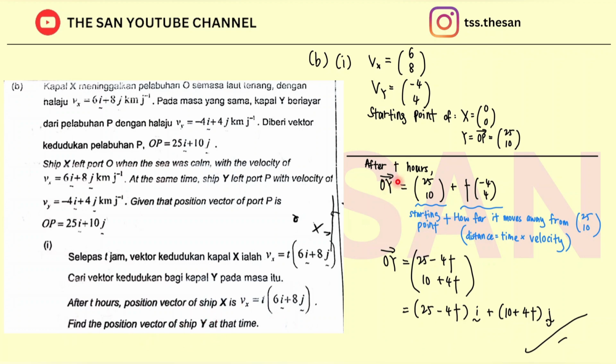So the position vector is actually the starting point plus how far it moves away from the starting point. So for example, for X, the starting point is 0, 0. So you just have to take 0, 0 plus how far it moves away from 0, 0. How far it moves away from the starting point, we are actually finding distance, right? So distance equals time multiplied by velocity. So to find the position vector of Y, we take the starting point plus the distance, which is time multiplied by velocity. So this will be our answer.